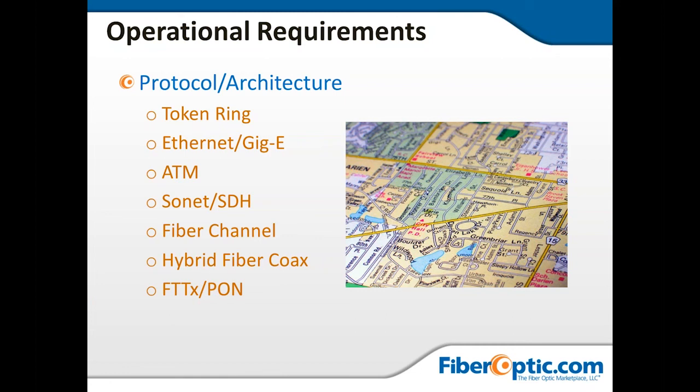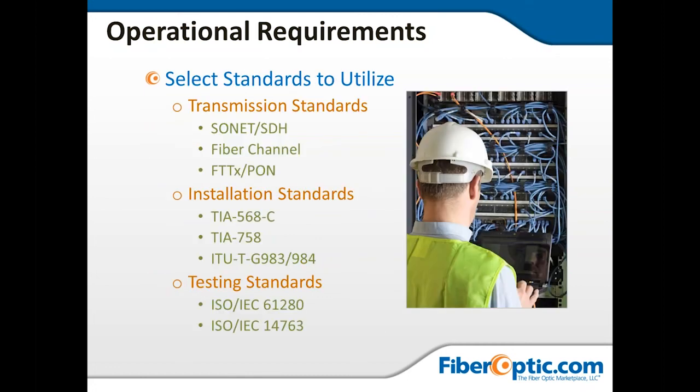So what is the design that you're going to be doing? What is the architecture? What are your needs? Once we answer those questions, then we can start looking at some of the operational requirements. We're going to look at the standards that we're going to utilize, our transmission standards: our standards for SONET, for loss and dispersion, distances, fiber channel standards, FTTX or PON. The FTTX tends to be limited, depending on who you ask, to 25-ish kilometers, unless you go with an active Ethernet protocol on top of the FTTX, which will allow you to run out to 120 kilometers. So all of these things have to be looked at.